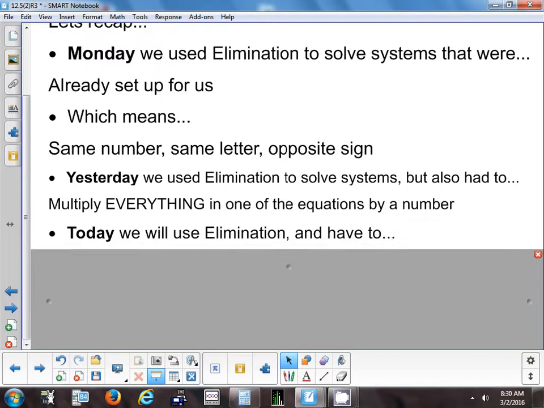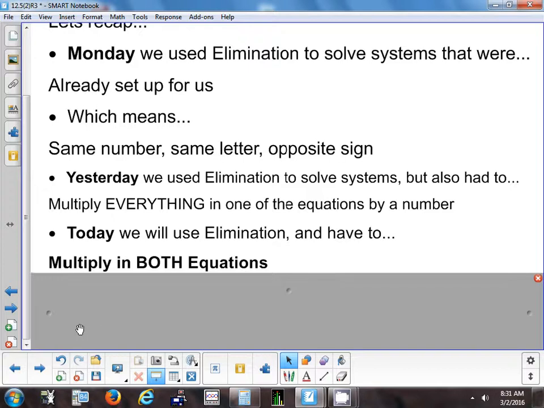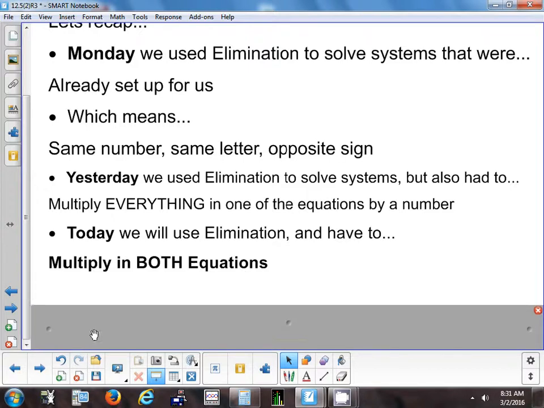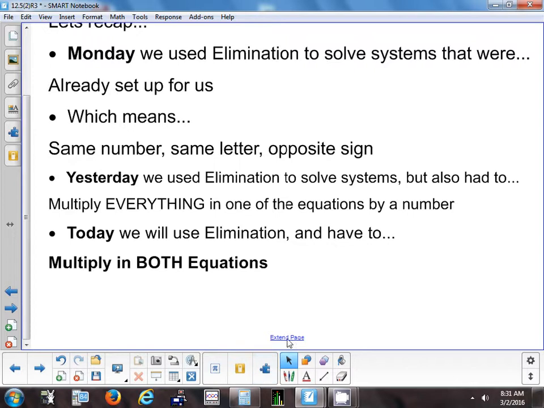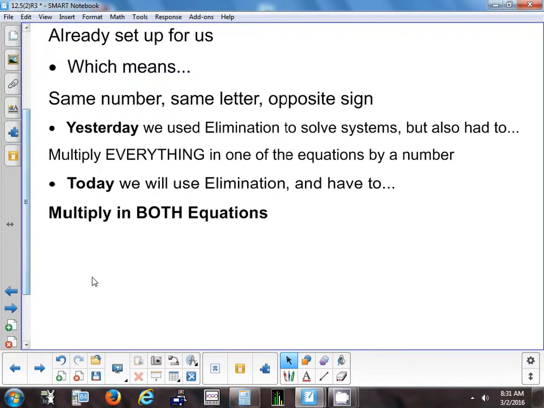Now, today, we're going to use elimination. So, Monday, no multiplication. It was all set up for us. Yesterday, multiplication in one equation. Take a wild guess. What do you think today? Good, Logan. Multiplication in both equations, right? There's going to be one more situation we want to go over, guys, where you're going to have to multiply in one equation only. It was something we didn't cover yesterday. We want to get to it today. But first, we're going to multiply in both equations.